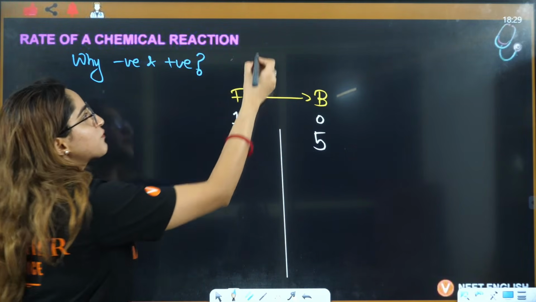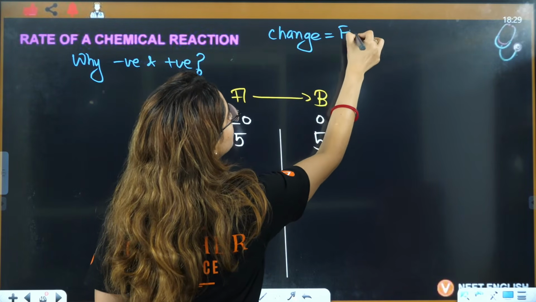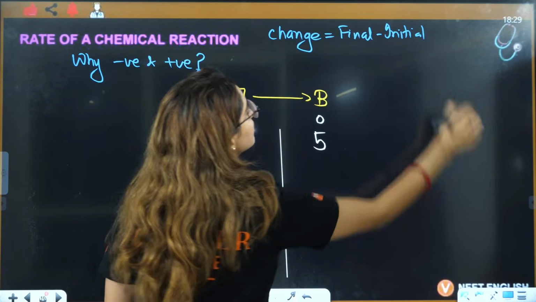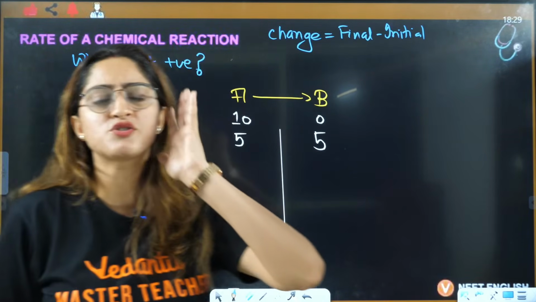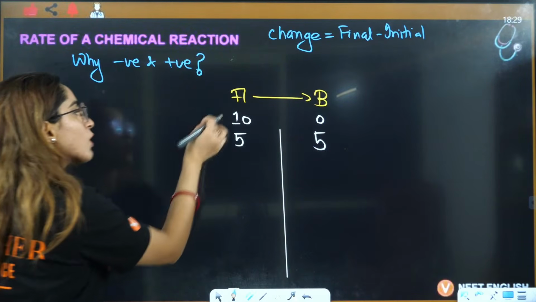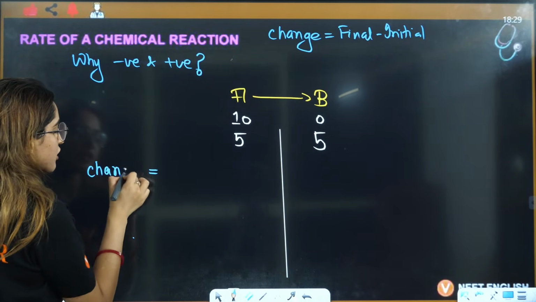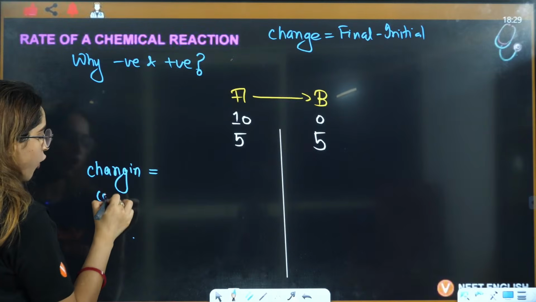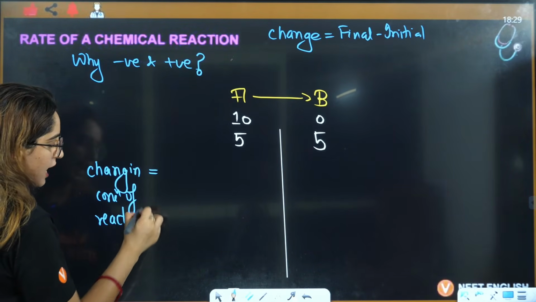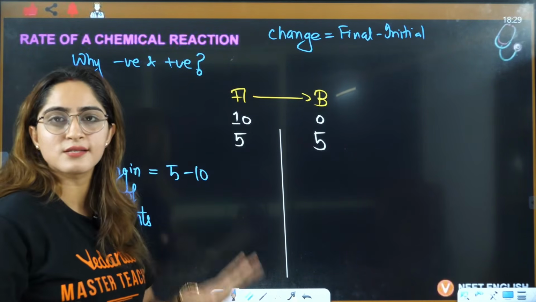We know that change is always final minus initial. Throughout chemistry, you will see this change is final minus initial, right? So that means here also it should be final minus initial. So can I write the change in concentration of reactants is 5 minus 10, because this is final, this is initial.